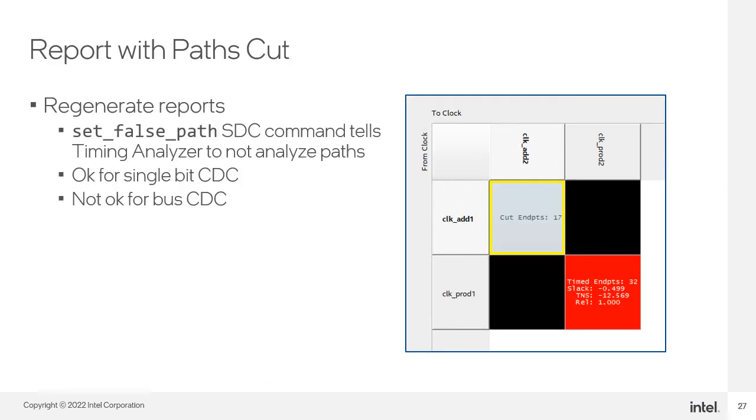I regenerated the reports after I ran the Set False Path SCC command. The crossing between clock add 1 and clock add 2 is now cut and not analyzed as indicated by the gray box. As I mentioned in the previous slides, I need to consider using the setMaxSkew constraint since this path is a bus, so the setFalsePath command is not ideal in this situation.